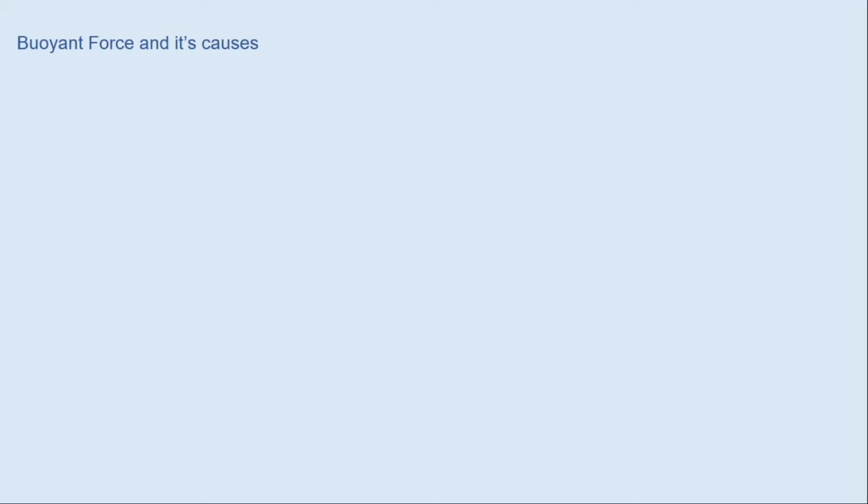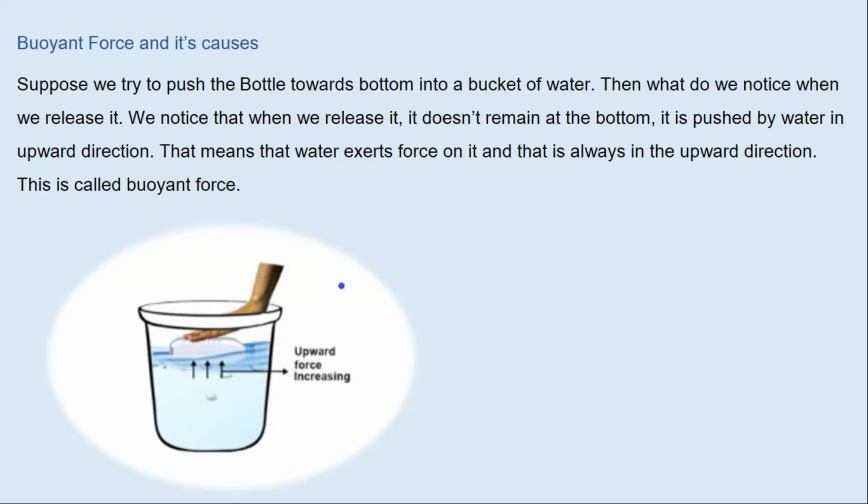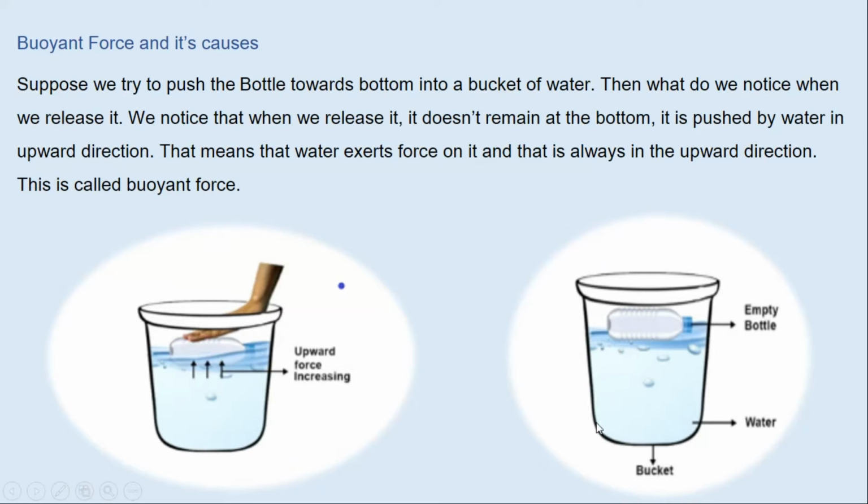In order to know about buoyant force, let us do one simple activity. Try to push the bottle towards the bottom of the bucket of water and release it. What do we observe? Does it remain at the bottom? No, we observe that the plastic bottle will start floating. This happens because water exerts a force on it in the upward direction. It is the force that is acting on the bottle in the upward direction, and the bottle starts floating. And we call this force buoyant force.